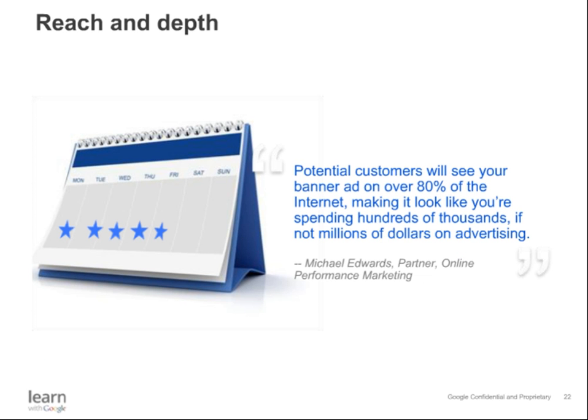The next point really ties into reach. It's not really a separate point in itself, but it goes into the whole depth argument. If you can reach the majority of your users, and if you can do it across 83 to 90% of the online space, then you create a situation whereby you appear to be marketing to your users in a really thorough and personalized way.